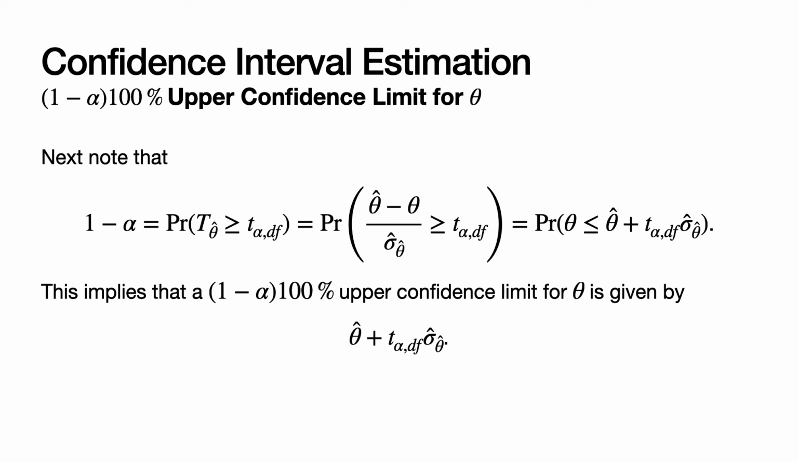And so this implies that a 1 minus alpha times 100% upper confidence limit for theta is given by theta hat plus this t value times sigma hat sub theta hat.